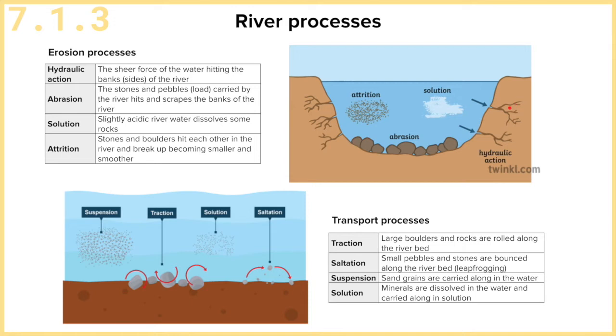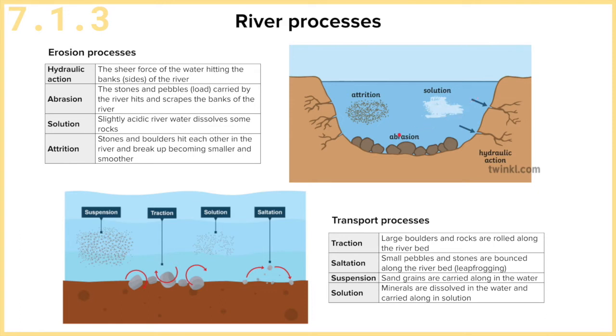And that happens time and time and time again until these cracks become so big that parts of the river bed and the sides of the river start to break away and takes away these huge chunks of rock. The second one is called abrasion.